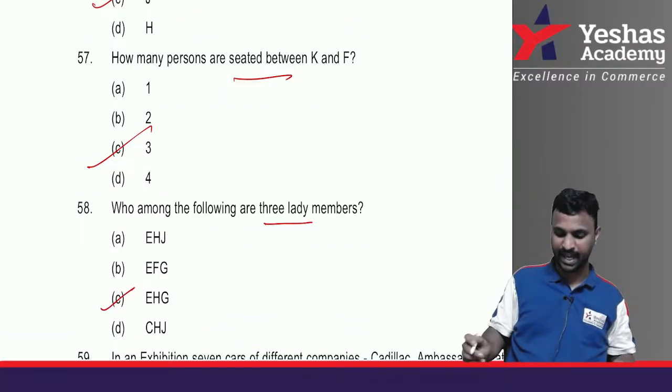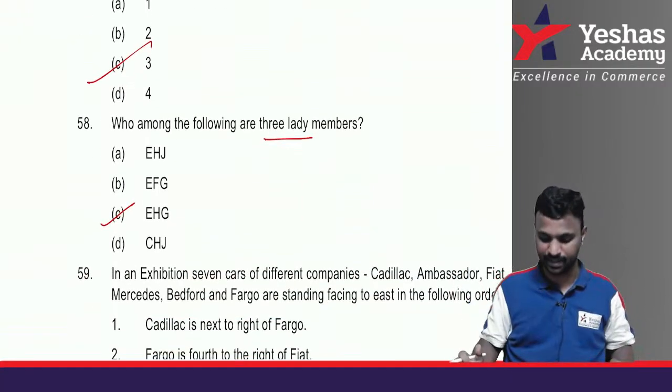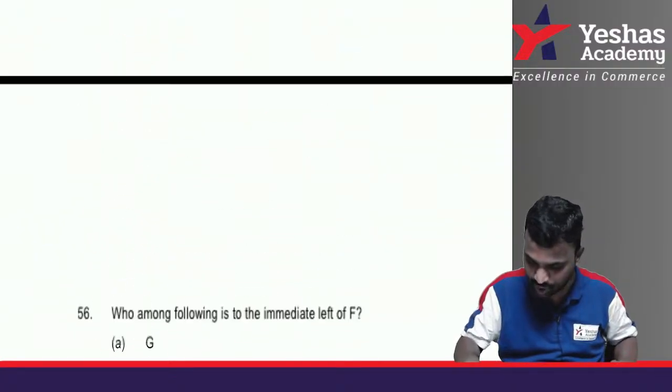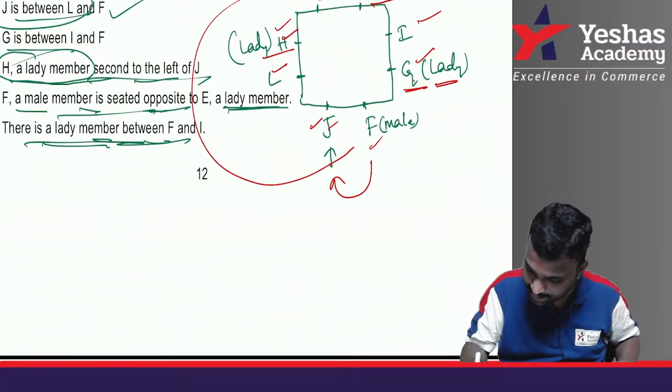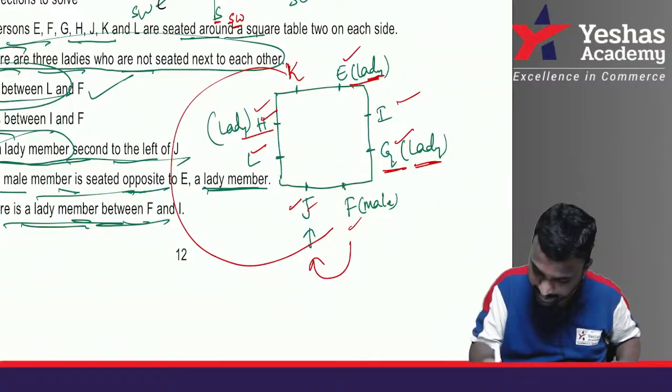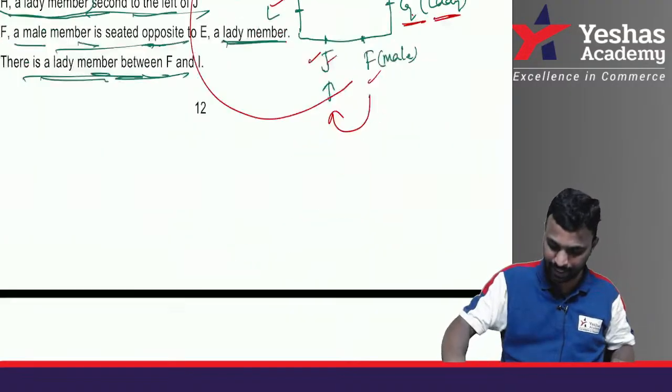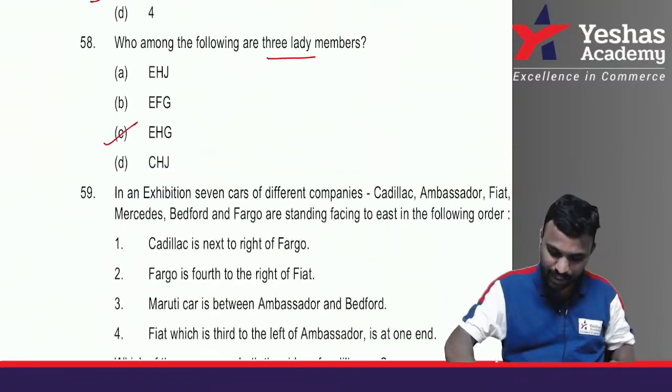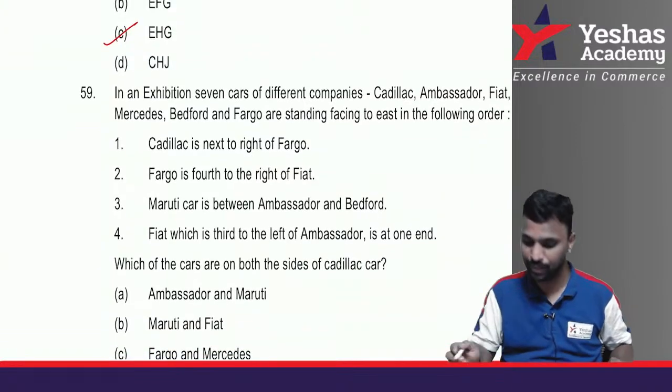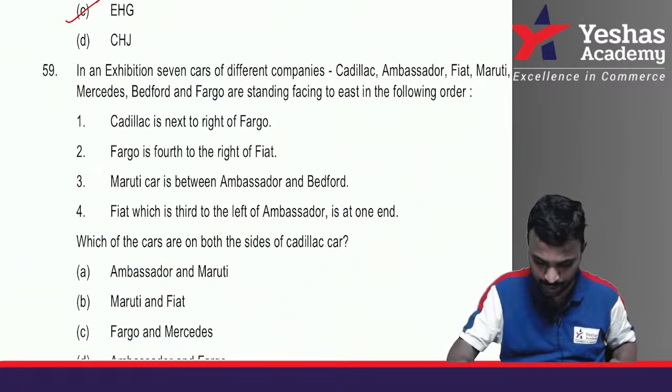That means EHG. Option C is the right answer. GEH, right? G is a lady member, E is a lady member, and H is a lady member. That means option C is the right one. Is this clear? Moving on to the next question, that is question number 59.